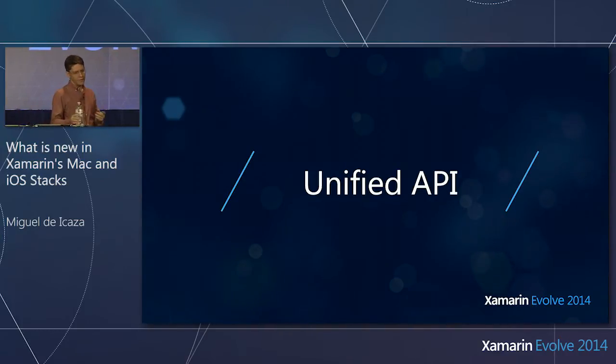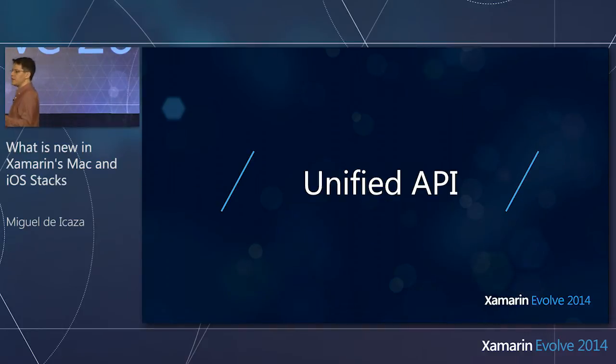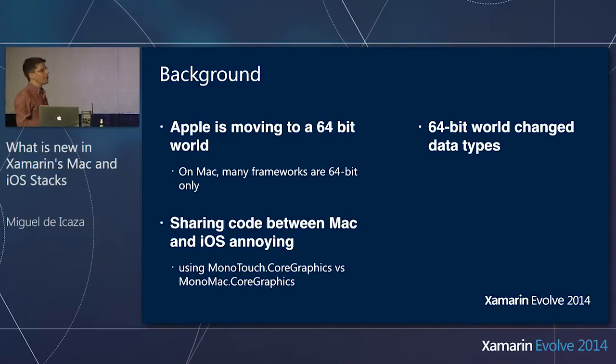So in the past, we used to have the monotouch namespace. We had monotouch.something, like monotouch.uikit or monotouch.coregraphics.cgrect, for example. And now we also had monomac.coregraphics.cgrect. With the unified API, we've done a couple of things. We've decided to both address the 64-bit problem and fix this compatibility issue. So the situation is that, like I said, Apple is moving to 64 bits, and we also wanted to support sharing code more easily between the two platforms. So we wanted to solve this problem.